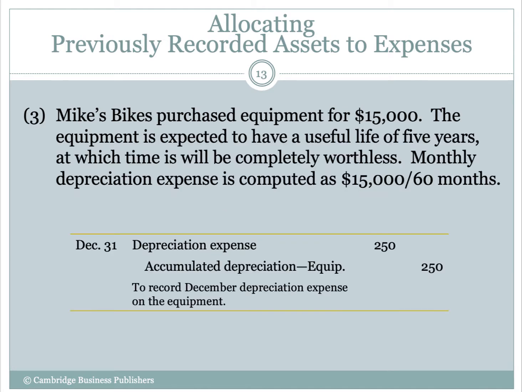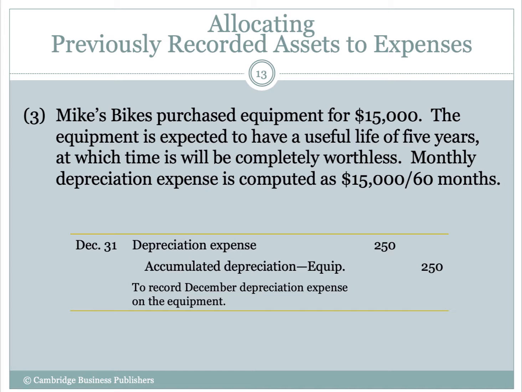Okay, so now we have depreciation, all right? Depreciation is a systematic expense, right? Think about back in chapter 2 when we bought equipment, right? Well, what were we doing?